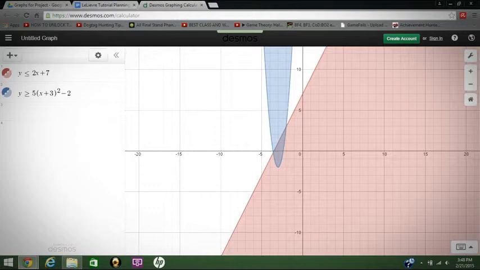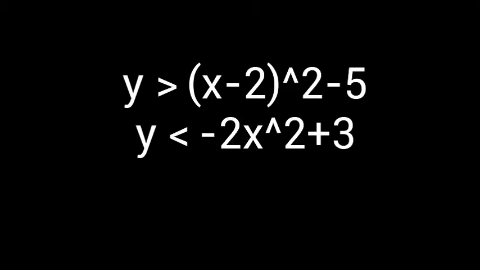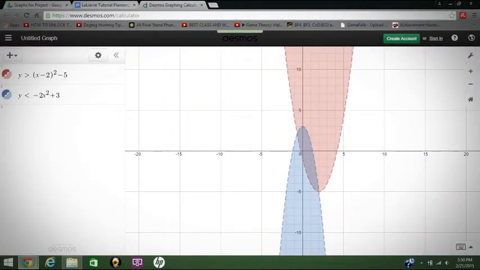The values which make this system of equations true are all of the values located in the region where the shaded regions overlap. To solve the system of equations y is greater than (x minus 2) squared minus 5, and y is less than -2x squared plus 3, you first need to graph both equations on the same set of axes. The equation y is greater than (x minus 2) squared minus 5 has a vertex at the point (2, -5) and has the normal slope of a parabola. Because this is true for all numbers greater than the line, it will be represented by a dotted or dashed line and a shaded region above it.